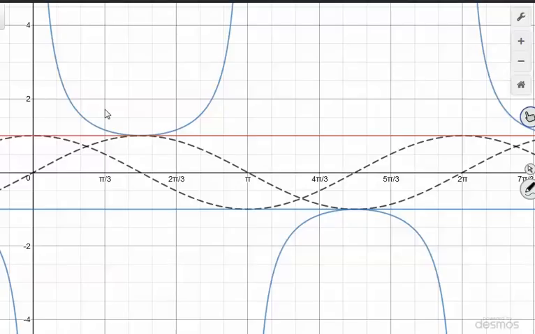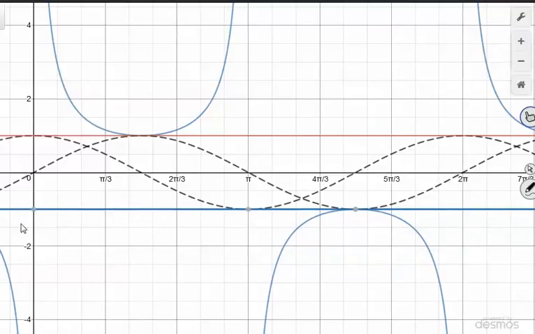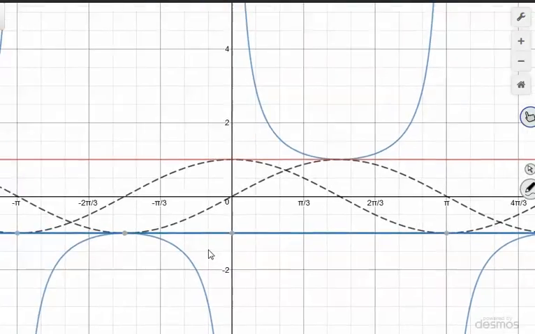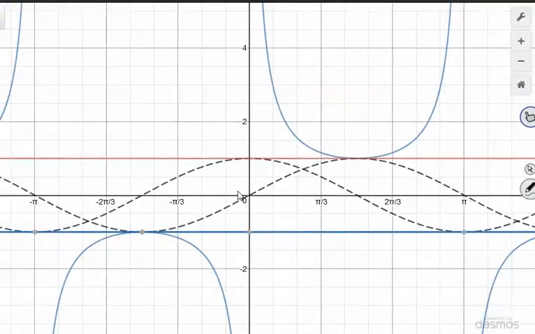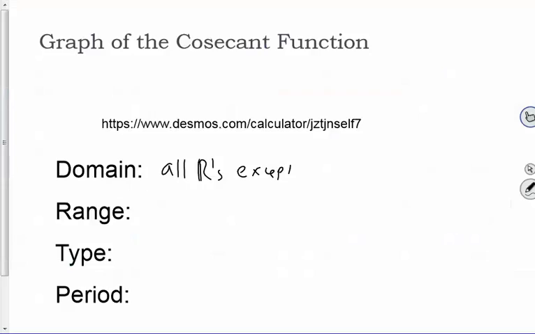Well, it looks like it could have rotation symmetry. Like I can't fold it. If I go to the left a little bit, you can see that it's not reflection, it's rotation symmetry. So that makes it an odd function.